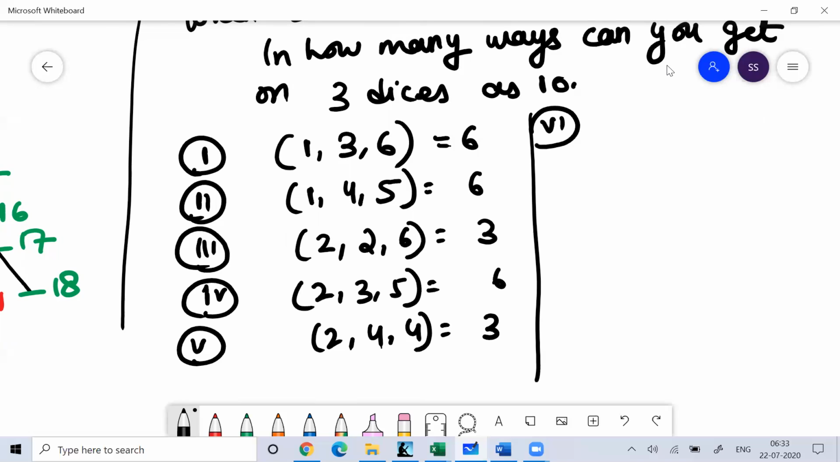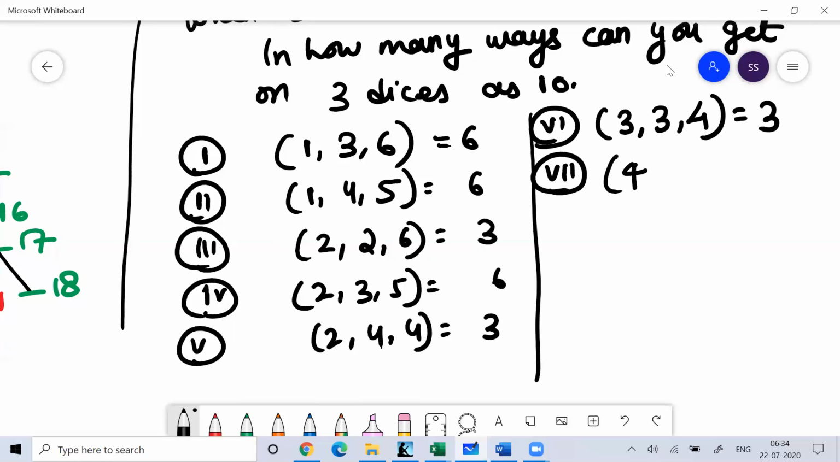Now the next, if I start with 3: 3, 1, 4, 4, then 6. 3, 1, 6 I've already used. Then 3, 2 I already used. Then 3, 3, 4, so the total number of cases would be 3. Then 3, 4, 3, that is not possible, that is the same thing. 3, 5 we have used again. So the moment you start getting duplication, no need to try it.